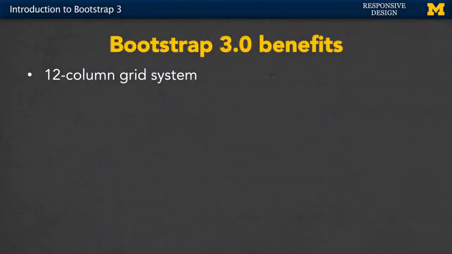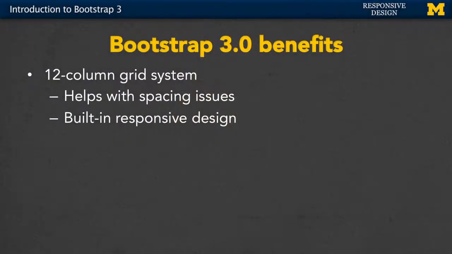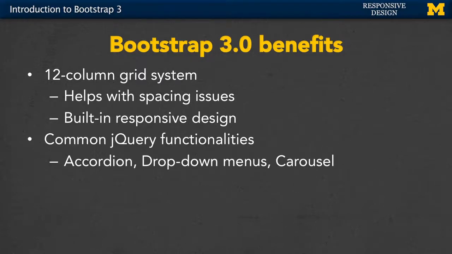There are a number of benefits of using Bootstrap 3.0. One is that it has a very handy 12-column grid system. What this does is it helps with spacing issues. If you've ever spent a lot of time trying to center something exactly in the page or lay out 3 columns in a row and have them spaced out nicely, you know that it can take a lot of time. When you add in the fact that this column system has built-in responsive design, it makes it a really attractive option to learn about.